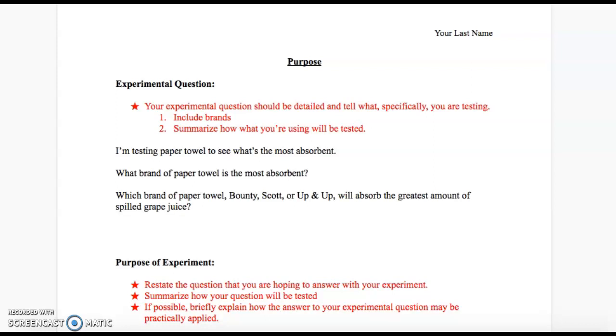This video is designed to show you how to fill out the purpose page on your student logbook page. The logbook, remember, is found on my website. This is page 8 in your logbook, so you'll have to scroll down a little bit to find it.